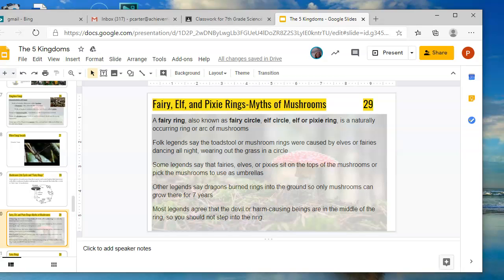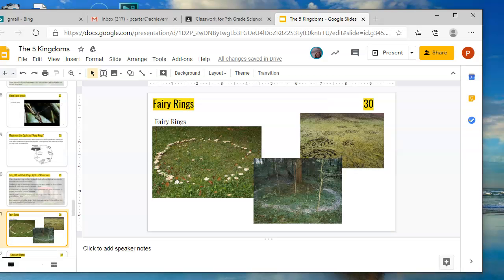Other legends say dragons burned rings into the ground so only mushrooms can grow there for 7 years. Most legends agree that the devil or harm-causing beings are in the middle of the ring, so you should not step into the ring. And there they are, fairy rings.